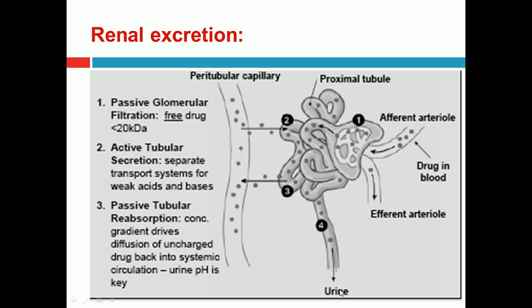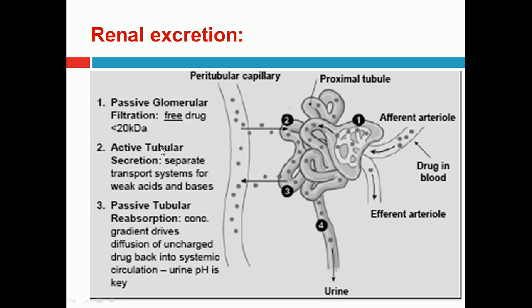So what is glomerular filtration? This is peritubular capillary. Here you can see drug in the blood, and here the drug comes in the urine. What happens? Glomerular filtration is a passive process. Passive means it doesn't require any energy. So free drug means which is not plasma protein bound. There are two conditions for the glomerular filtration. Number one, drug should be free. It should not be bound to plasma protein, and second, its size should be less than 20 kilodalton, right?